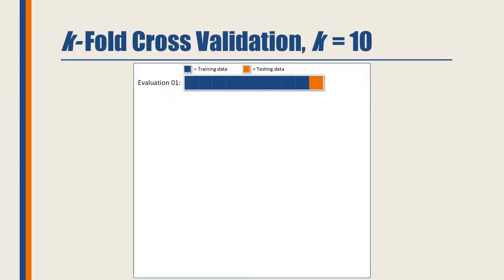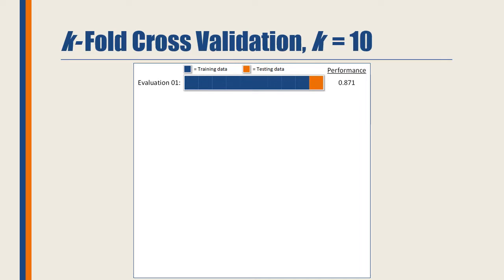Let's see visually how k-fold cross-validation works. In this figure, we'll be testing a single machine learning model using k equals 10 folds. The orange square represents the portion of the available data that will be used for testing the model, while the blue squares represent the portions of the data that will be used to train the model.